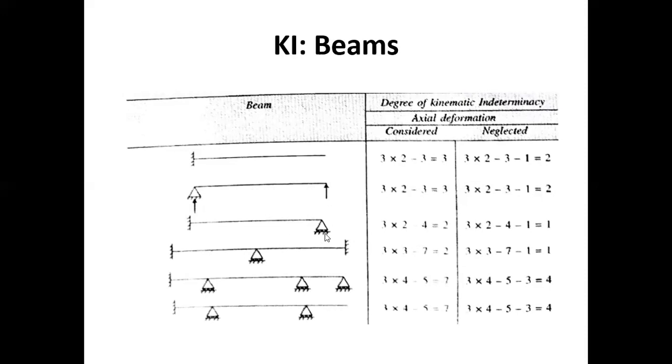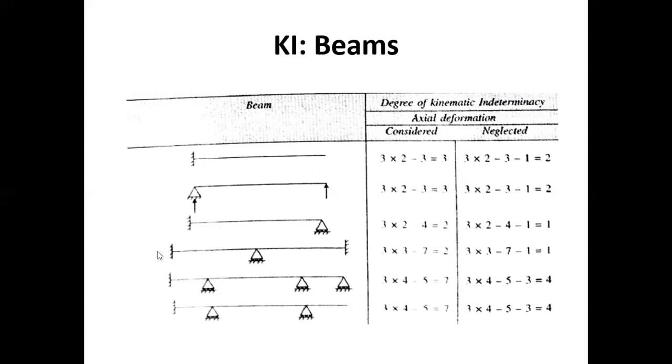Similarly, this is a propped cantilever beam in which this is a fixed support and this is a roller support. At the fixed support, r is 3, and at the roller, it is 1. Then it is 3j minus 4, which is equal to 2. Similarly, if the axial deformation is neglected, it becomes 3j minus r minus m, where m is the number of members. Here also, it is only one member.